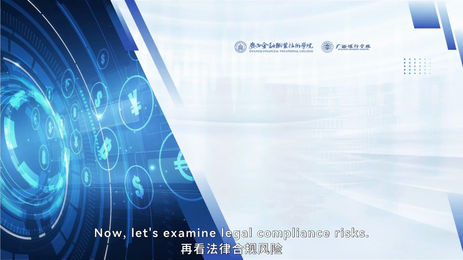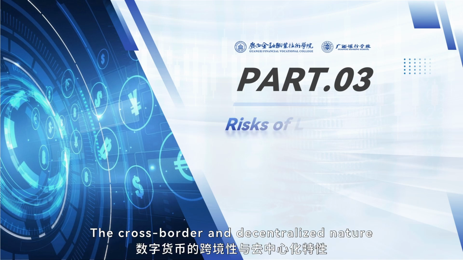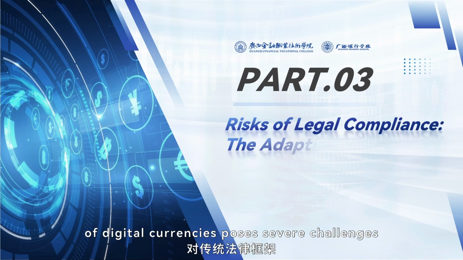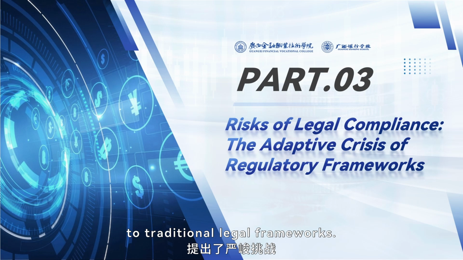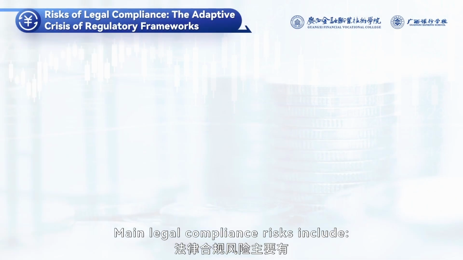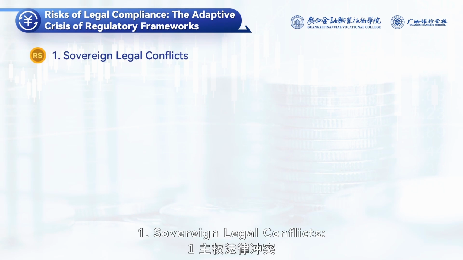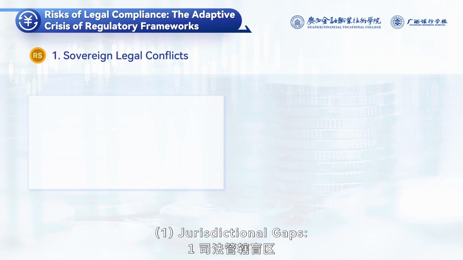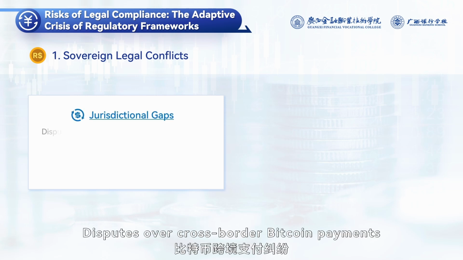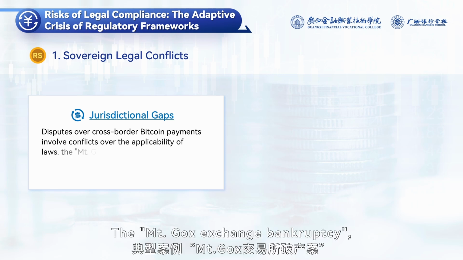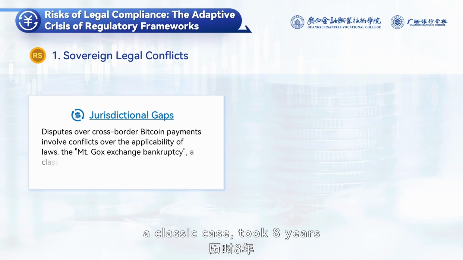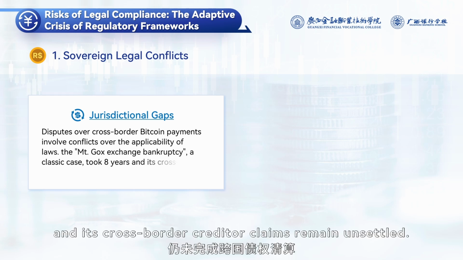Now, let's examine legal compliance risks. The cross-border and decentralized nature of digital currencies poses severe challenges to traditional legal frameworks. Main legal compliance risks include 1. Sovereign legal conflicts. 1. Jurisdictional gaps. Disputes over cross-border Bitcoin payments involve conflicts over the applicability of laws. The Mt. Gox exchange bankruptcy, a classic case, took 8 years, and its cross-border creditor claims remain unsettled.